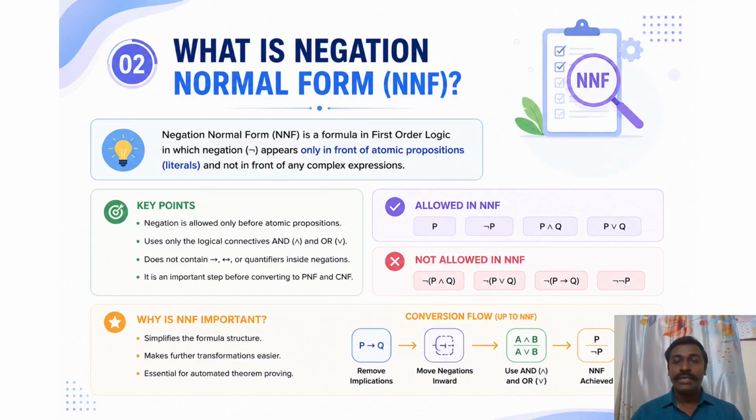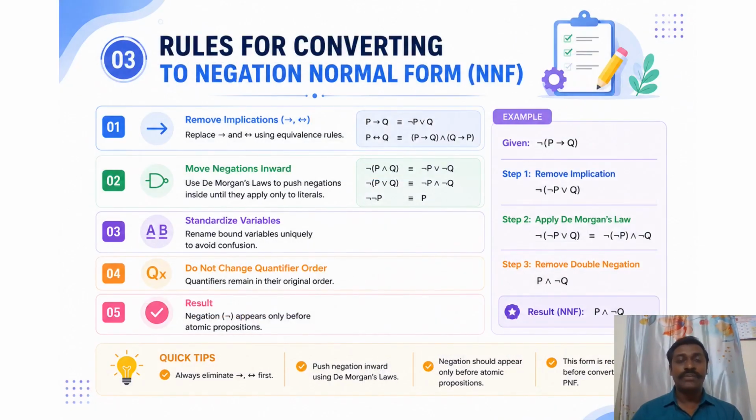So allowed here are simple propositions, literals with negations, AND, OR. When we want to convert to this form, these are the rules we must follow. The first one is to remove implications, whether single or biconditionals. So how to remove it? P implies Q can be replaced with negation P or Q.